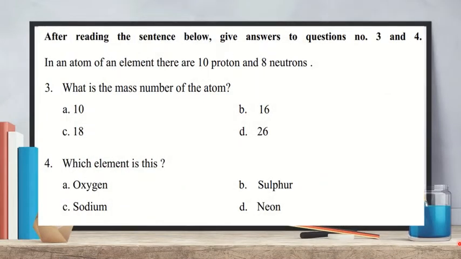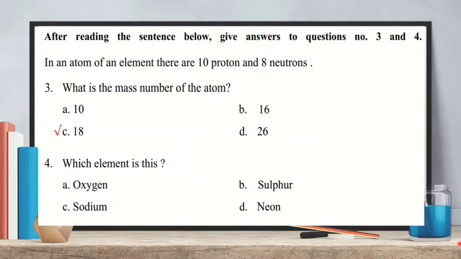Now, after reading the stem below, give answers to questions number 3 and 4. The stem is, in an atom of an element, there are 10 protons and 8 neutrons. MCQ number 3: what is the mass number of the atom? You know, mass number equals proton number plus neutron number, that will be 10 plus 8 equals 18. So the answer is C, 18.